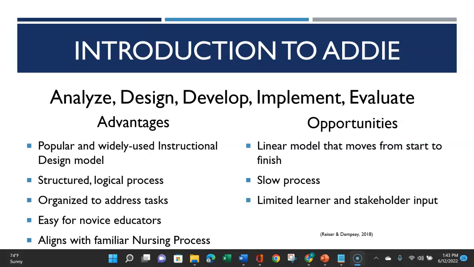ADDIE does have some opportunities for improvement. Because it's a linear model, it moves from start to finish, but since each step depends on completion of the step before, ADDIE can move very slowly, and it's more cumbersome to engage learners and stakeholder suggestions. These are also some of the reasons that the ADDIE model has many variations and why so many other models begin with these ADDIE concepts.